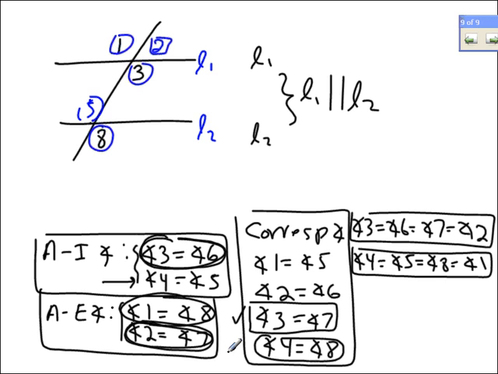Angle 2 and angle 4, they're equal. They're opposite angles. Even if the lines are not parallel, opposite angles are equal. But since they're parallel, for example, angle 7 is in the same exact location as angle 4. So angle 4 and 7 are the same. But 7 is opposite to 6. Those are the same.